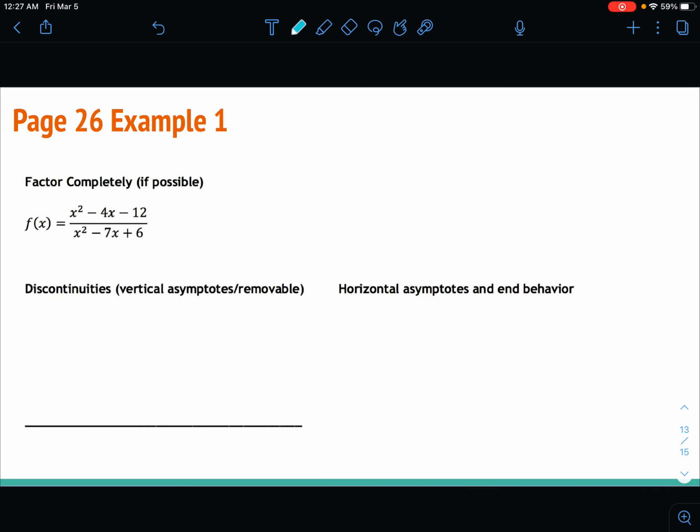Okay, the next thing we're going to do is look at page 26. We're just going to do one of these problems together. And we'll obviously do more practice. There's more problems on there for you to try.